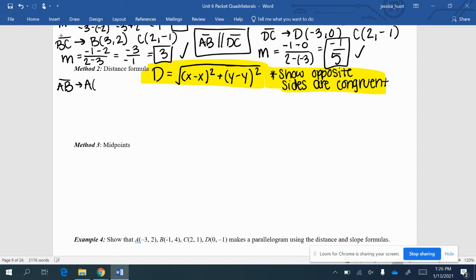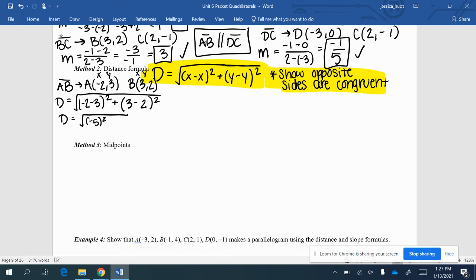A is at -2, 3. B is at 3, 2. You can just take this and subtract. So I have -2 minus 3 squared plus 3 minus 2 squared. Simplify the inside of your parentheses first. So -5 squared plus 1 squared, square root of 26. Okay, so that's AB.